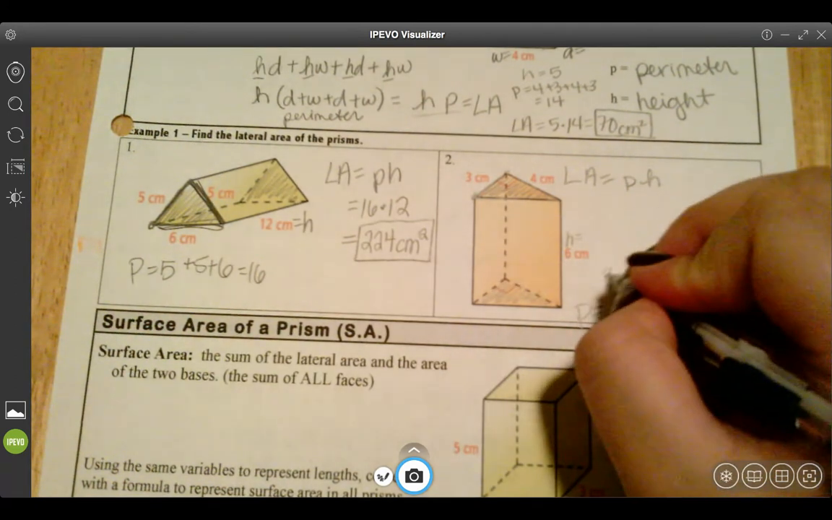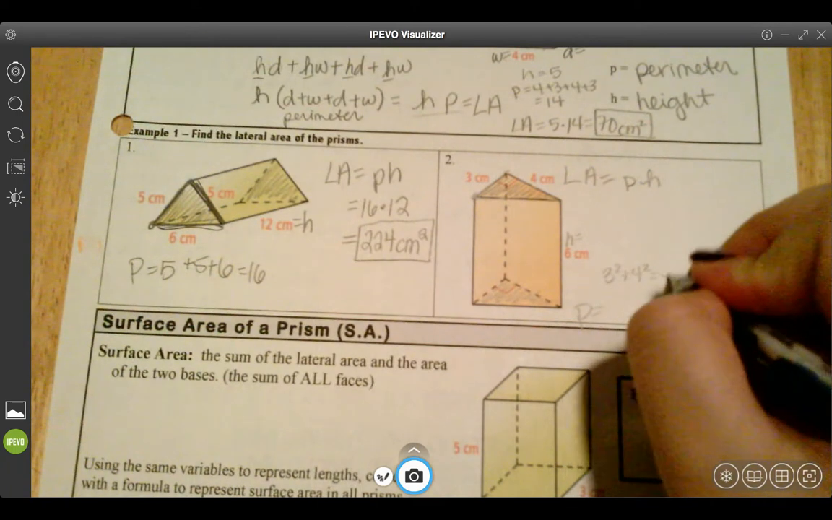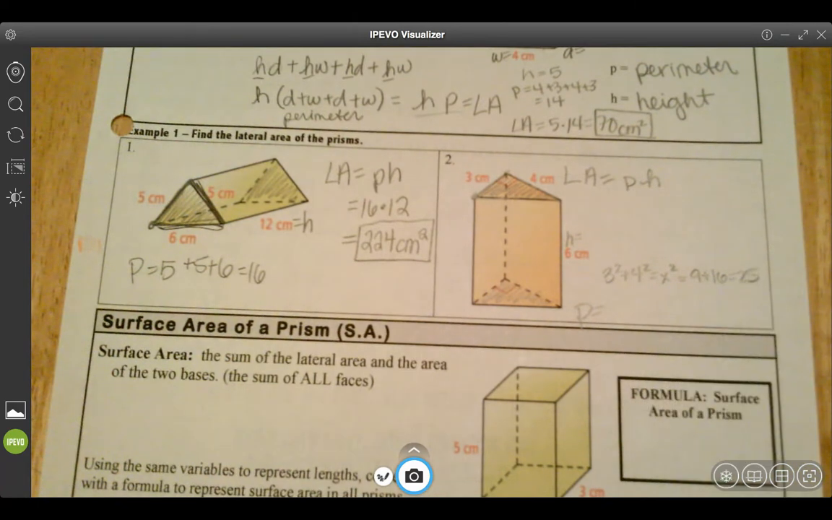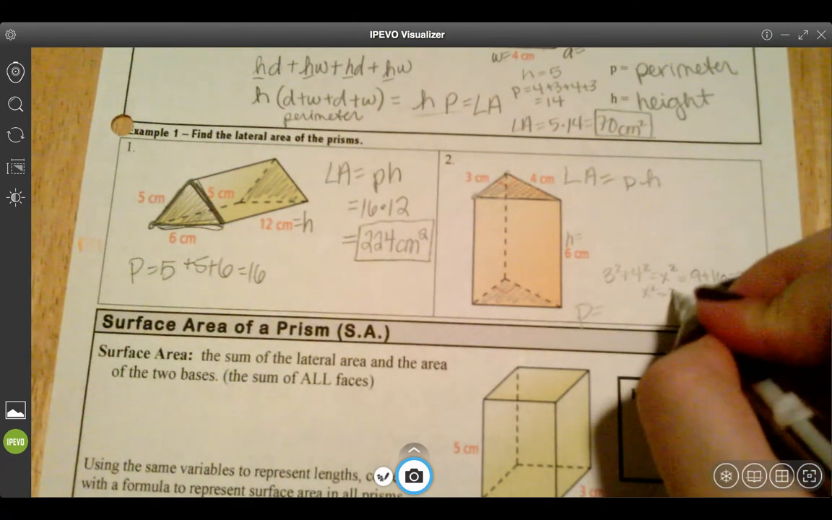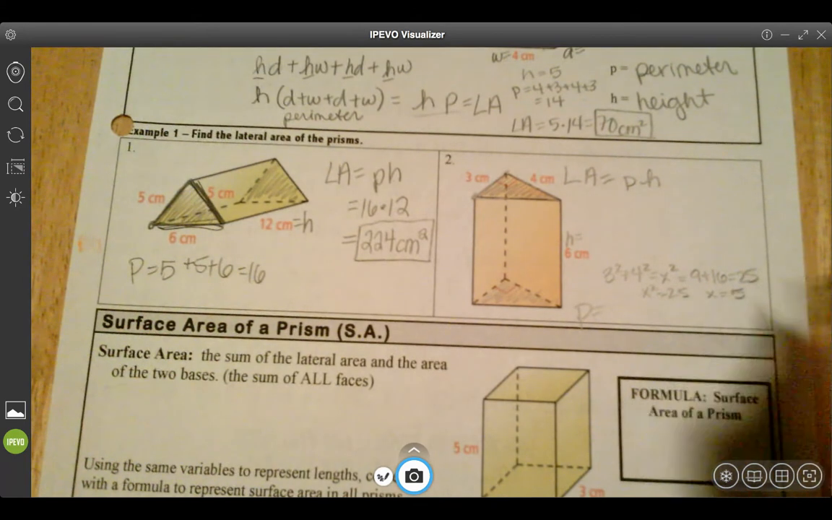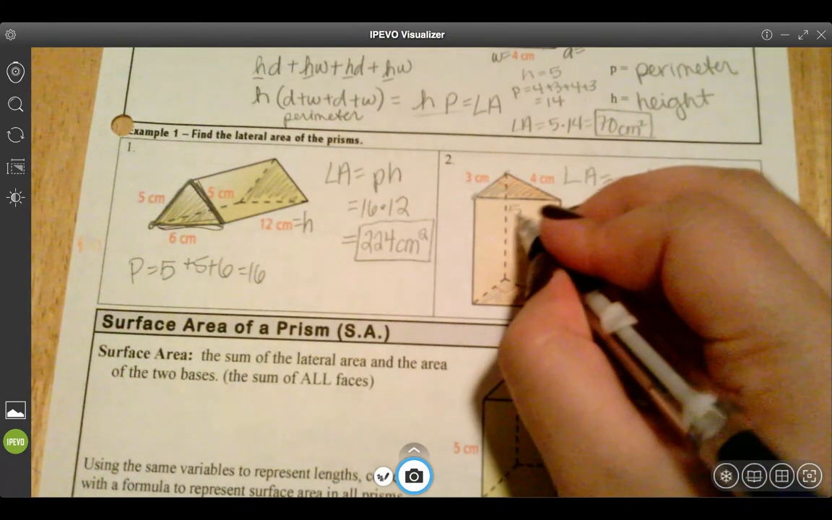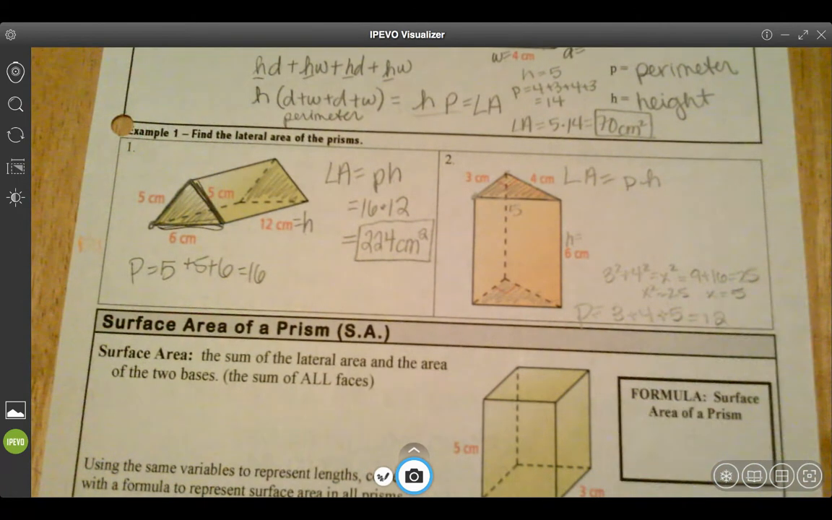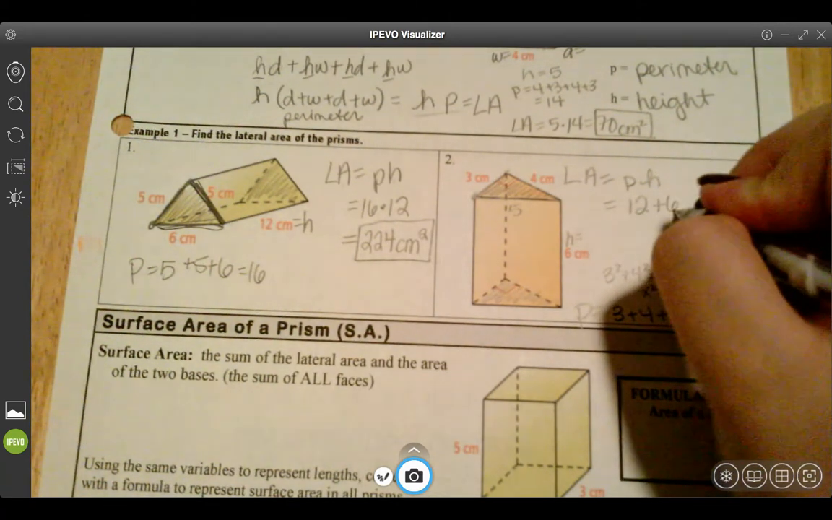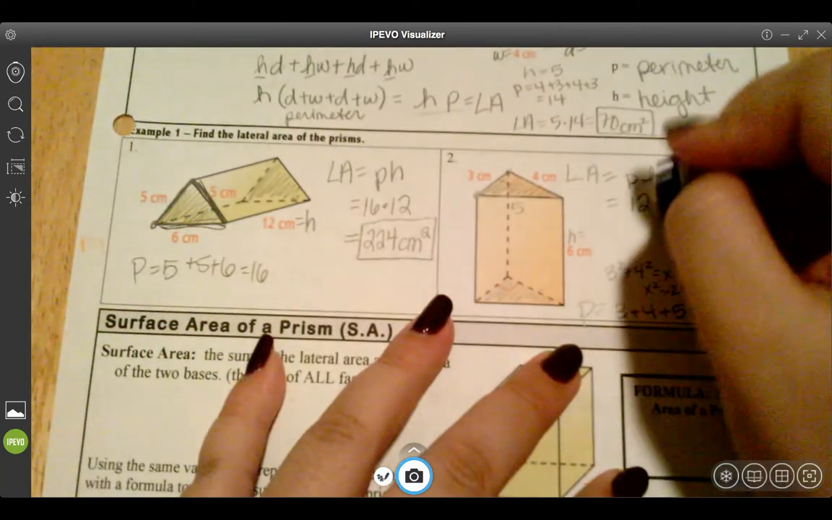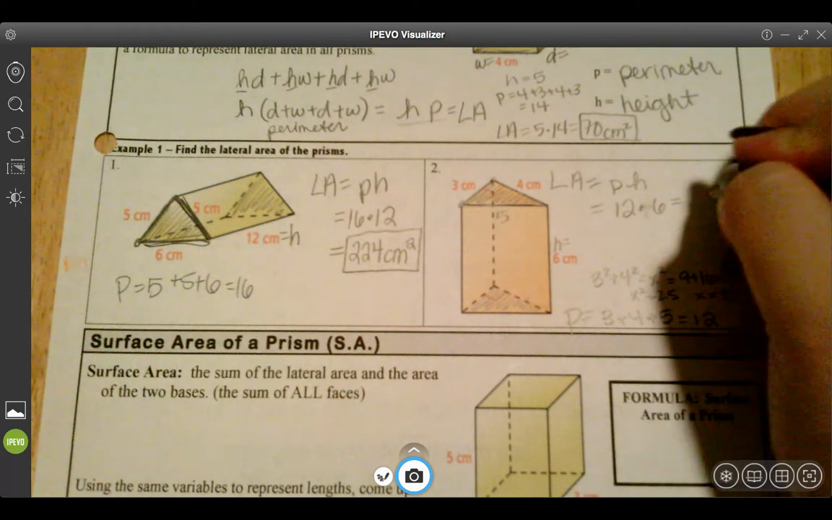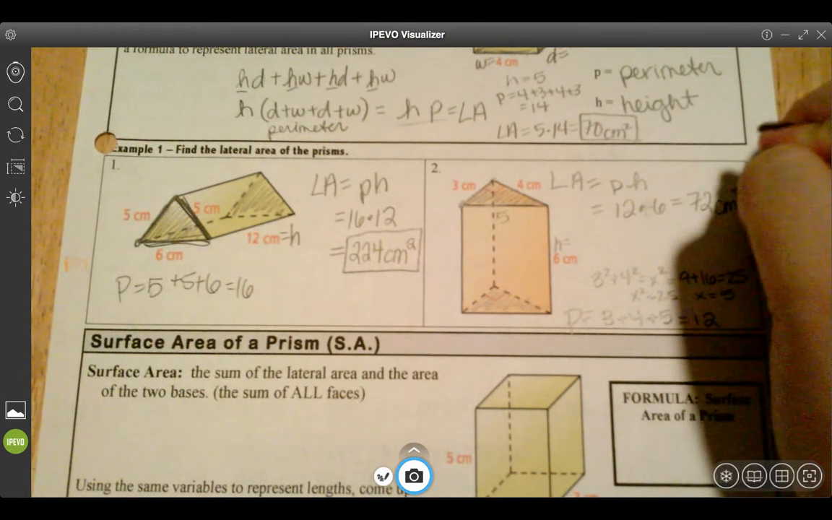So we can say 3 squared plus 4 squared equals x squared, which is 9 plus 16. X squared is 25. If x squared is 25, then x is 5. So our perimeter, 3 plus 4 plus 5, is 12. So our lateral area is 12 times 6, which is 72 square centimeters.